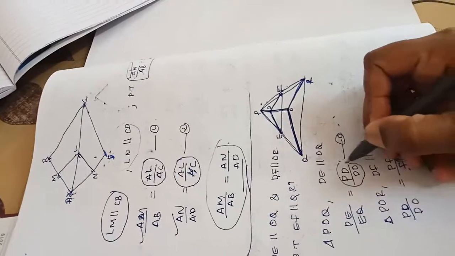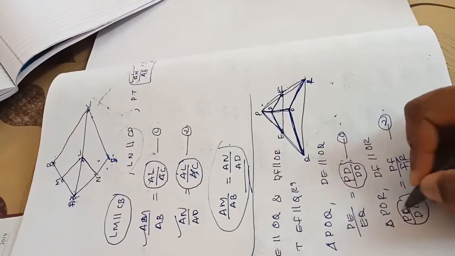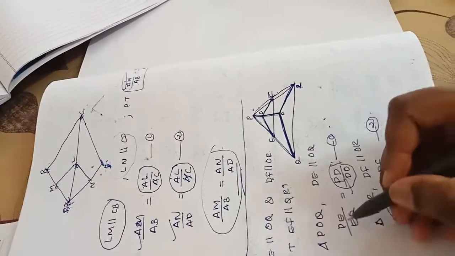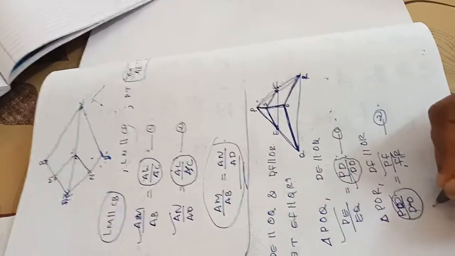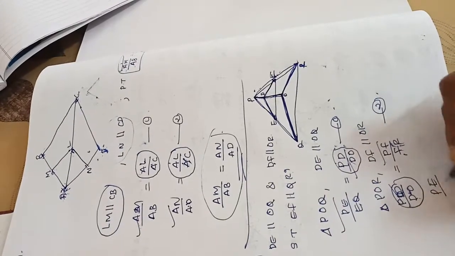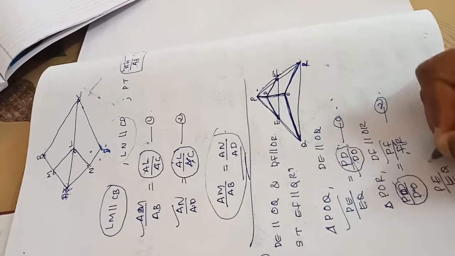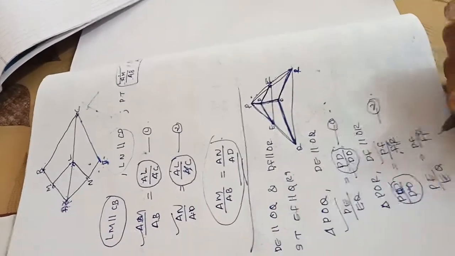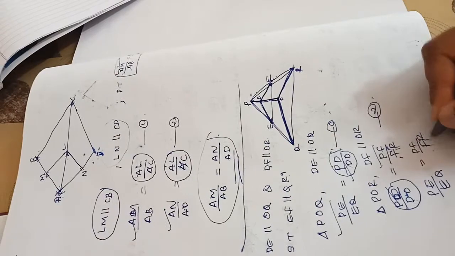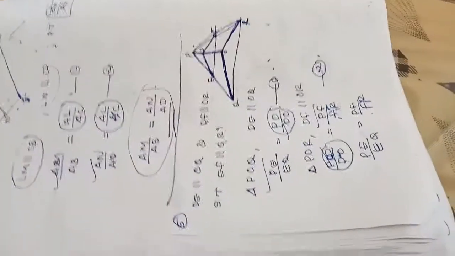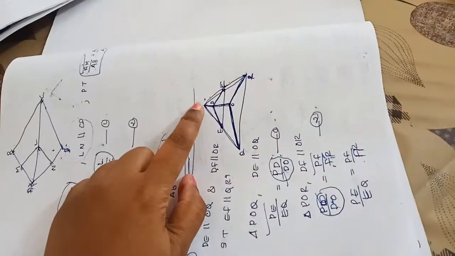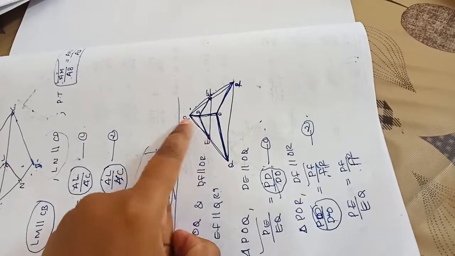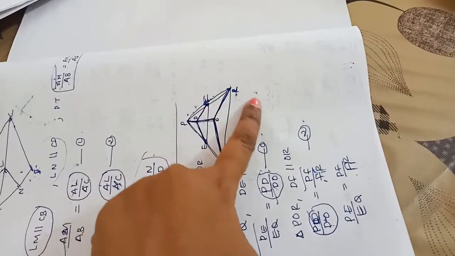So PD divided by DO, here also we got PD divided by DO. So we can equate these two. Both are equal, correct? So we can equate the other sides. We can write PE divided by EQ is equal to PF divided by FR. This one and this one I have written here. Where is PE? PE divided by EQ, this side, is equal to PF divided by FR, this one.